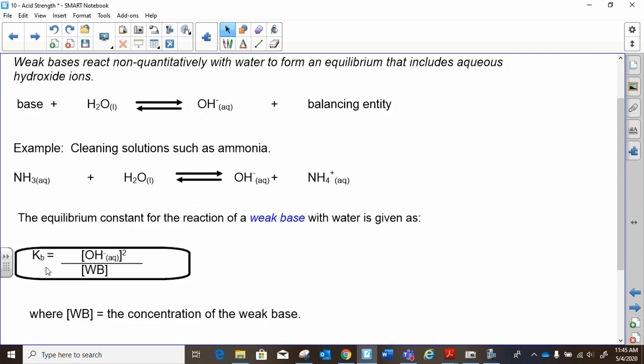Okay, and lastly, put this on your green sheet too. Kb equals hydroxide ion concentration squared over Wb, which represents weak base. So all I want you to do for this slide is copy that onto your green sheet. We'll talk about it later this week, but for now, just put that on your green sheet. So you should have 3 formulas as a result of today. You should have your Ka, your Kb, and then your percent ionization.